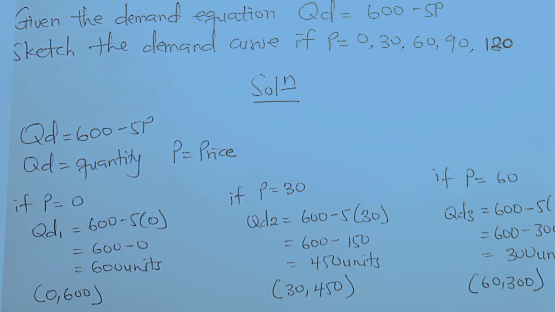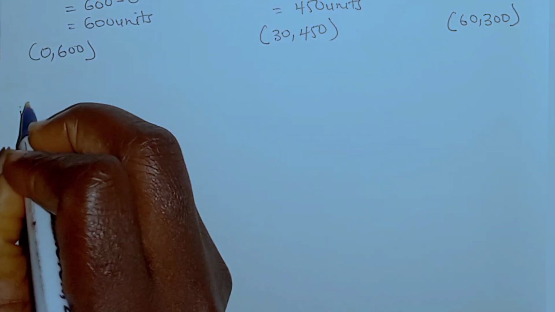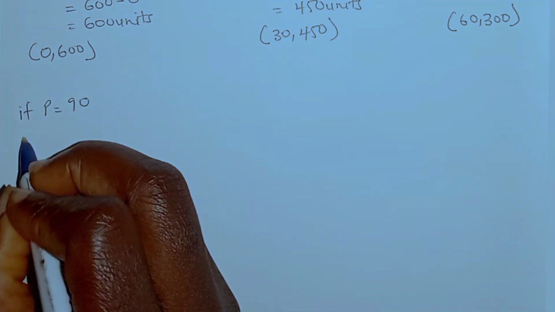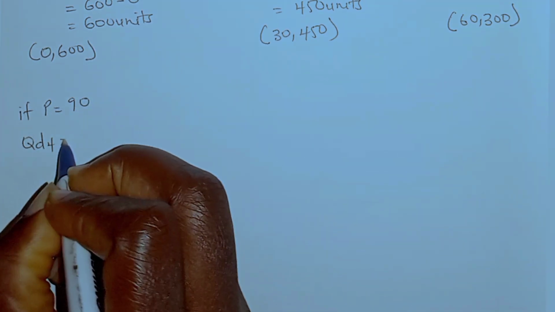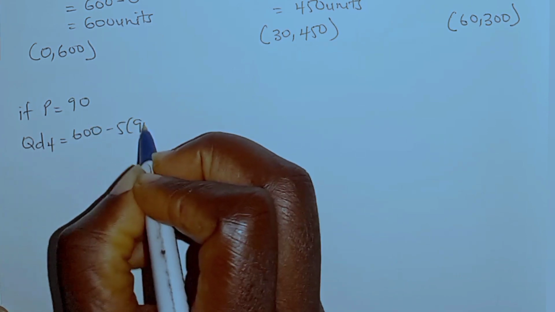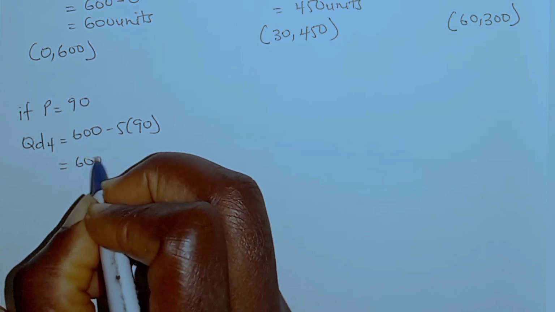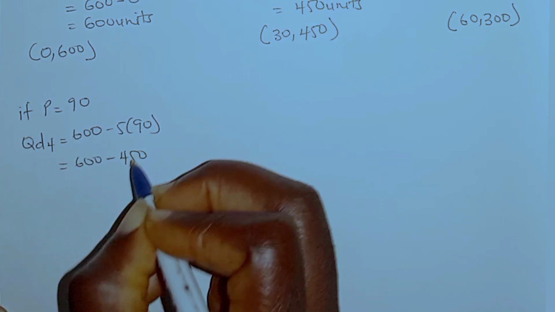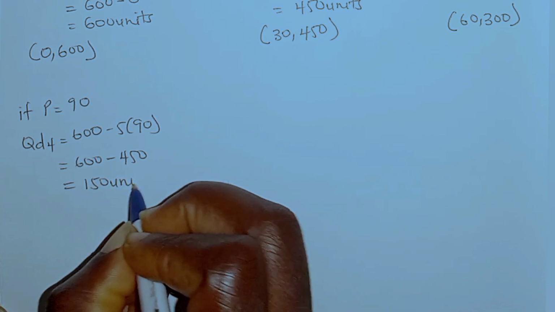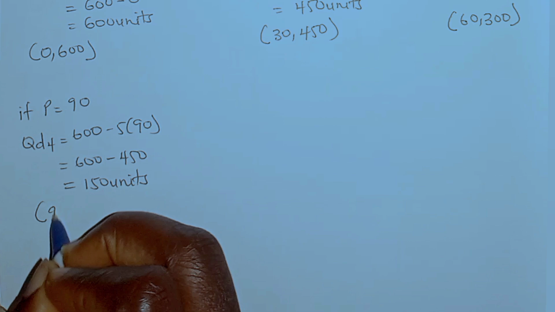Our next point: if price is equal to 90, what is quantity? Quantity 4 equals 600 minus 5 into 90, which is equal to 600 minus 450. So our quantity 4 is 150 units. Our fourth point being 90 is to 150.